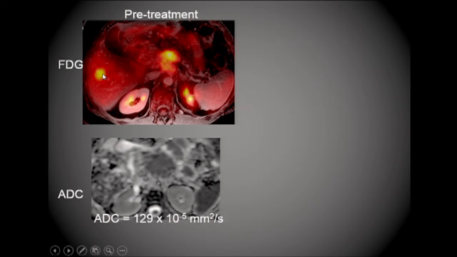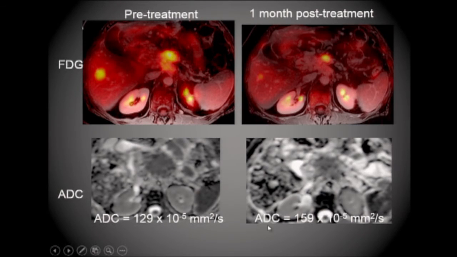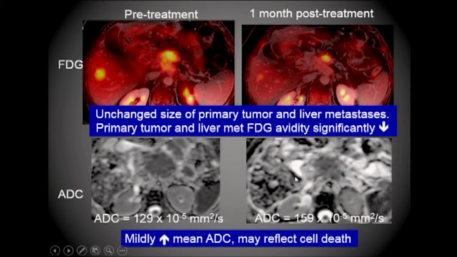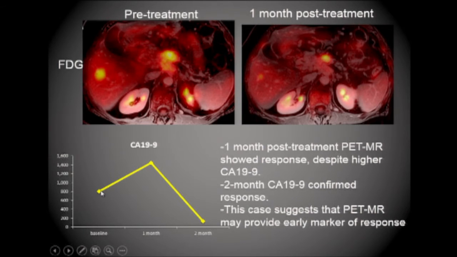Here we got lucky enough to show you the metastasis and the primary in the same plane. An ADC of 129 that went up to 159. This showed a mixed response. You can see there's not a total resolution in the primary, but the MET actually looks like there's quite a robust response by FDG, and that the ADC here had only a mild increase, reflecting a possible suboptimal response, at least not body-wide. And here's one of these gotchas where the CA19-9 actually goes up in a month and then eventually goes down. This patient did go on to have a partial response by CT.